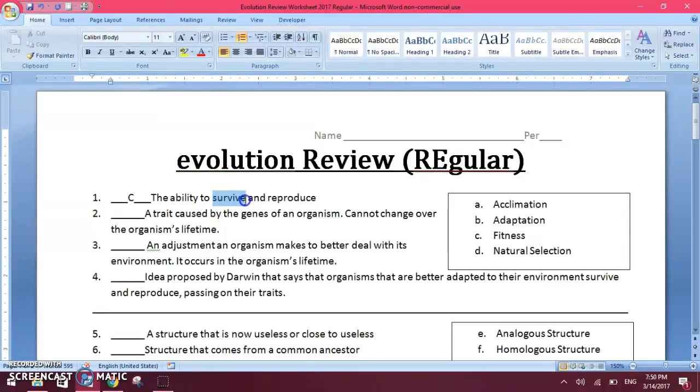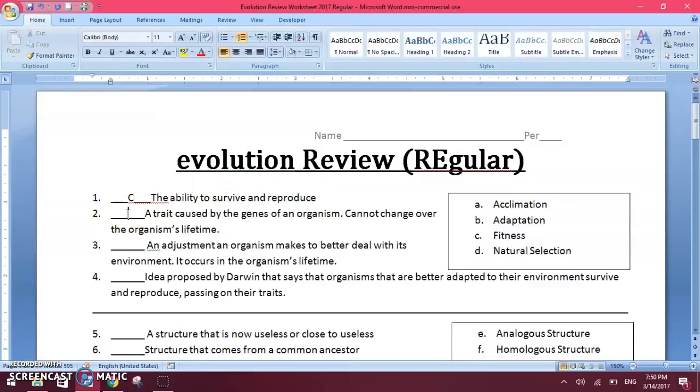How do you end up surviving? Well, you basically end up being able to live in an environment for a long period of time. And then the key also here is reproduce. So we want to be passing on those genes to the next generation. Natural selection and evolution can't happen if there isn't any reproduction. Okay? All right, awesome.